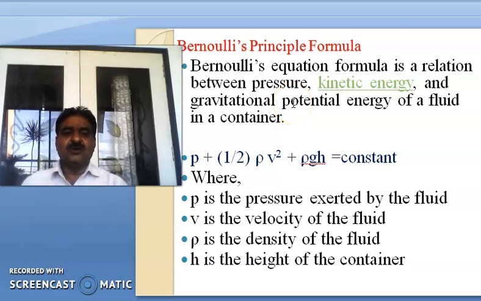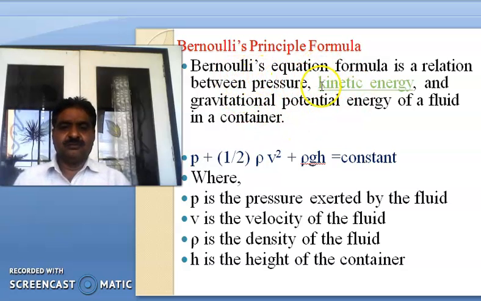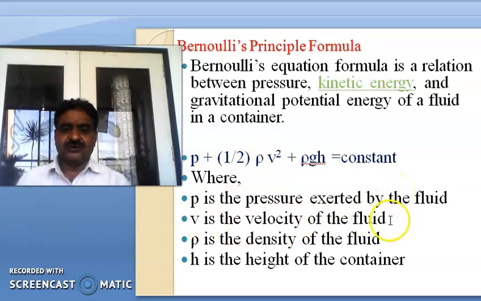Bernoulli's equation gives the relation between pressure, kinetic energy, and gravitational potential energy of a fluid in a container. It is P plus half rho v square plus rho g h equal to constant. Where P is the pressure exerted by the fluid, v is the velocity of the fluid, rho is the density of the fluid, and h is the height of the container. In this way, the total energy of the fluid is constant. From this expression, it is clear that pressure energy plus kinetic energy plus potential energy remains constant.